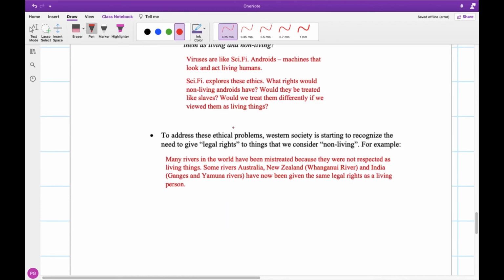And as we advance our ethical knowledge, and as Western society in particular begins to grapple with this, we start to recognize the importance of giving rights to things we consider non-living. For instance, rivers that have been mistreated and polluted all over the world, from Australia and New Zealand to India. And these rivers in recent history have been given legal rights and protections, and classified as a living person in some places under some legal codes. And this distinction of living and non-living, with protections, poses some interesting ethical concerns. What should be considered living? What should we be protecting and respecting?